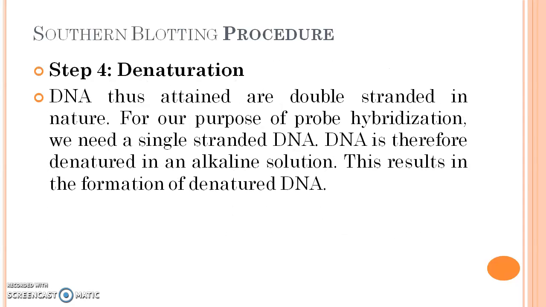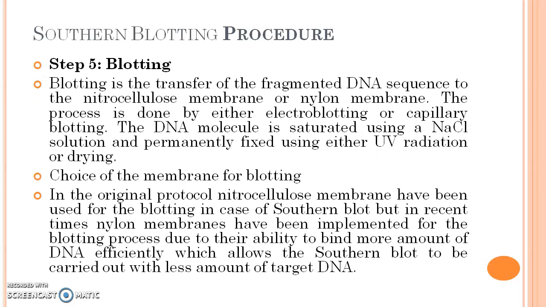Step 4. Denaturation. The DNA thus obtained is double-stranded in nature. For our purpose of probe hybridization, we need single-stranded DNA. DNA is therefore denatured in an alkaline solution. This results in the formation of denatured DNA, that is single-stranded DNA. Step 5. Blotting.